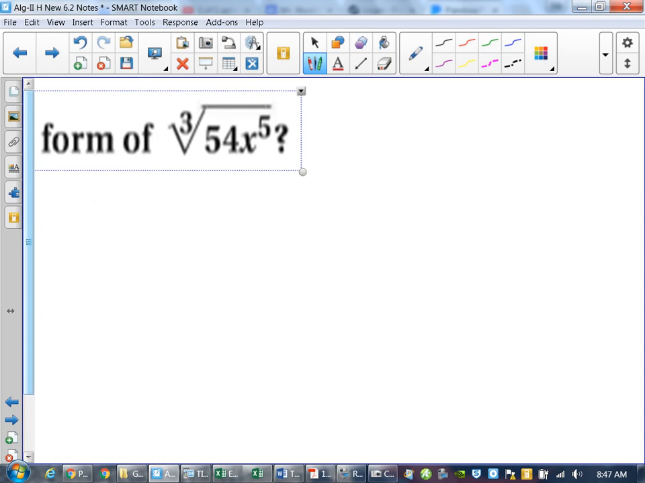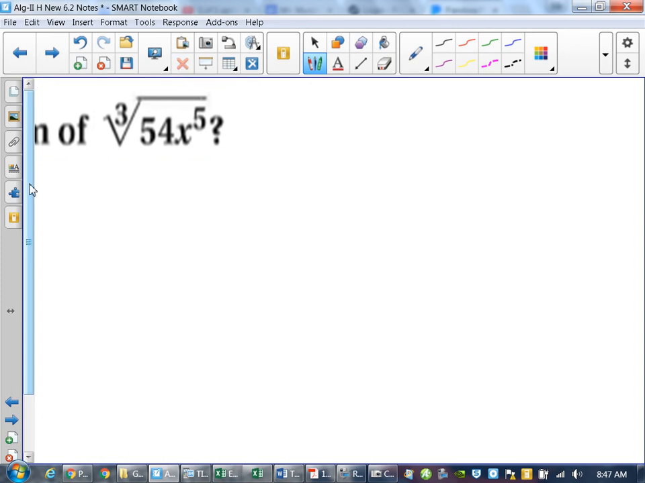All right, let's simplify this. The cube root of 54x to the 5th. Now, just like we've done in the past, I want to try to hold you guys responsible for knowing your perfect squares. We all know those, 1, 4, 9, 16, 25, and so on. When we get into the cube roots, perfect cubes, usually if you know up through 5, you're probably going to be all right. They're not difficult to work with.